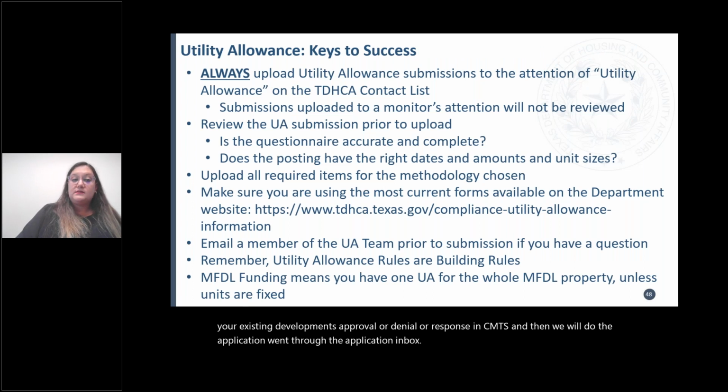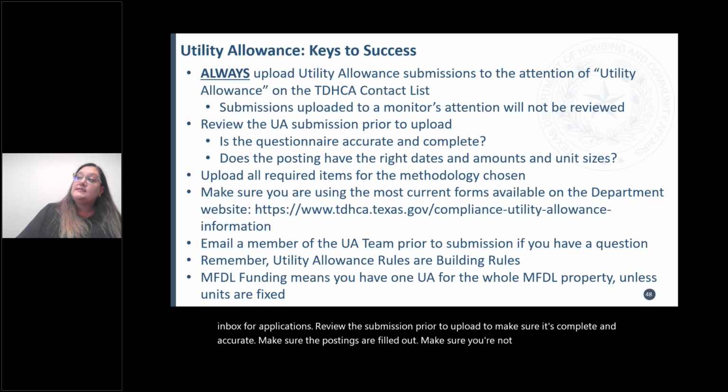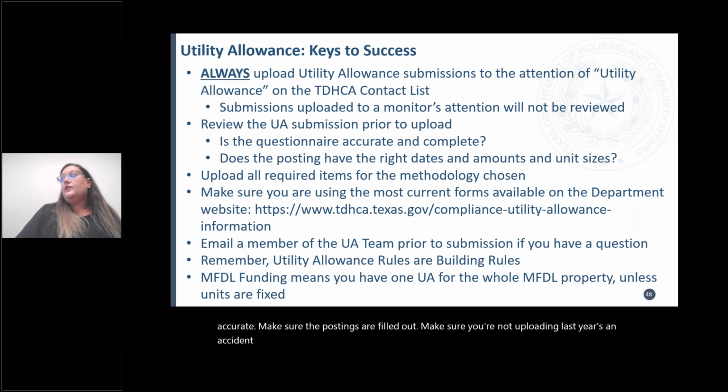Some keys to success: always upload utility allowance submissions to the attention of utility allowance on the TDHCA contact list for existing developments. Always email the UA application inbox for applications. Review the submission prior to upload to make sure it's complete and accurate. Make sure the postings are filled out. Make sure you're not uploading last year's by accident or uploading the wrong properties. We get that regularly. The goal is to get these done without having to bug you guys for questions.